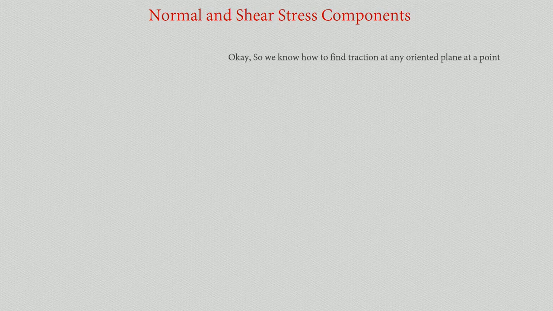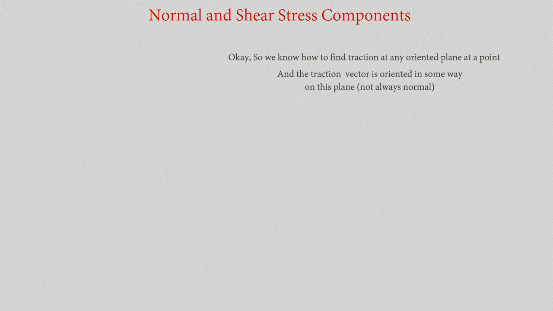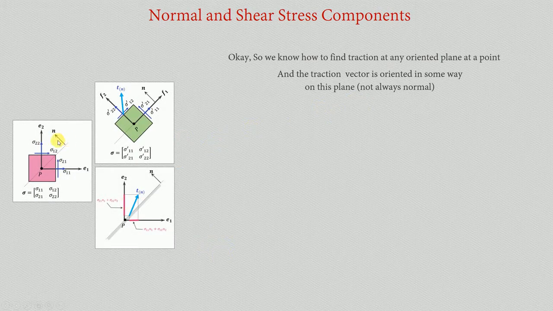We know how to find traction at any oriented plane at a point. We just saw two methods for that. The traction vector is usually oriented in some way on this plane. It is not always normal. It could be normal, but it could also be oriented in any random direction. We saw that we can use these two methods. One was the coordinate transformation, in which you can directly read the traction values from the matrix itself. Another was using sigma n equals t, the Cauchy stress theorem.